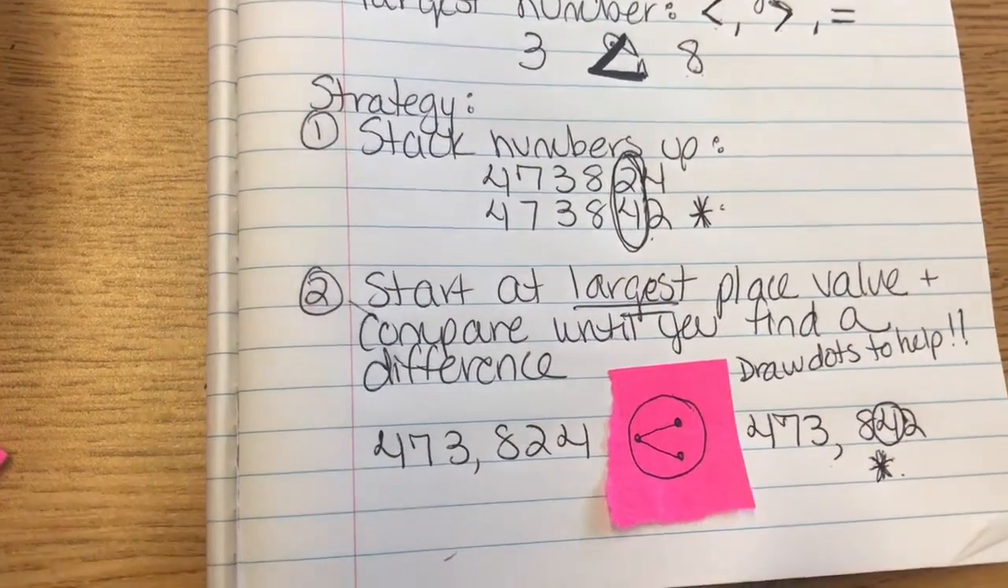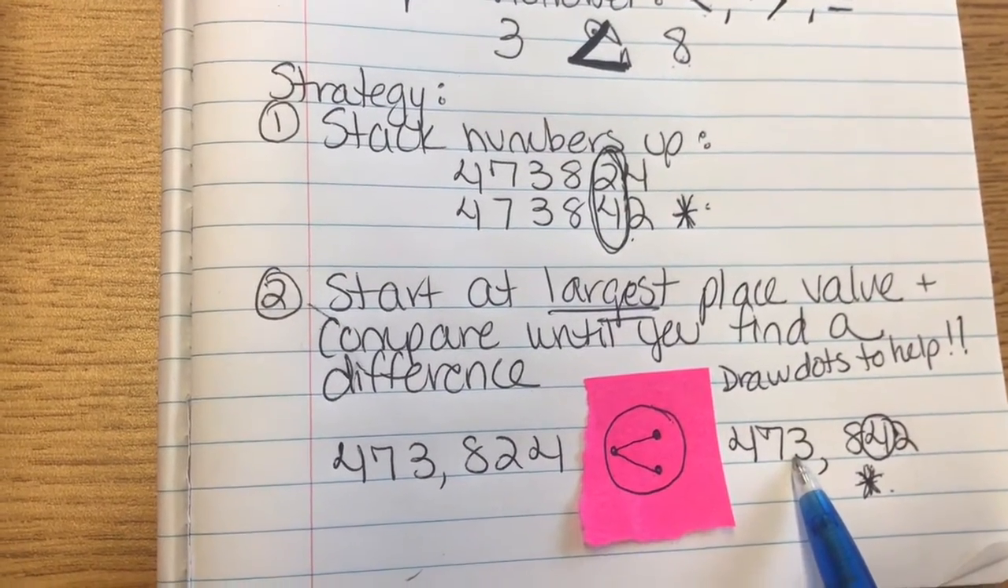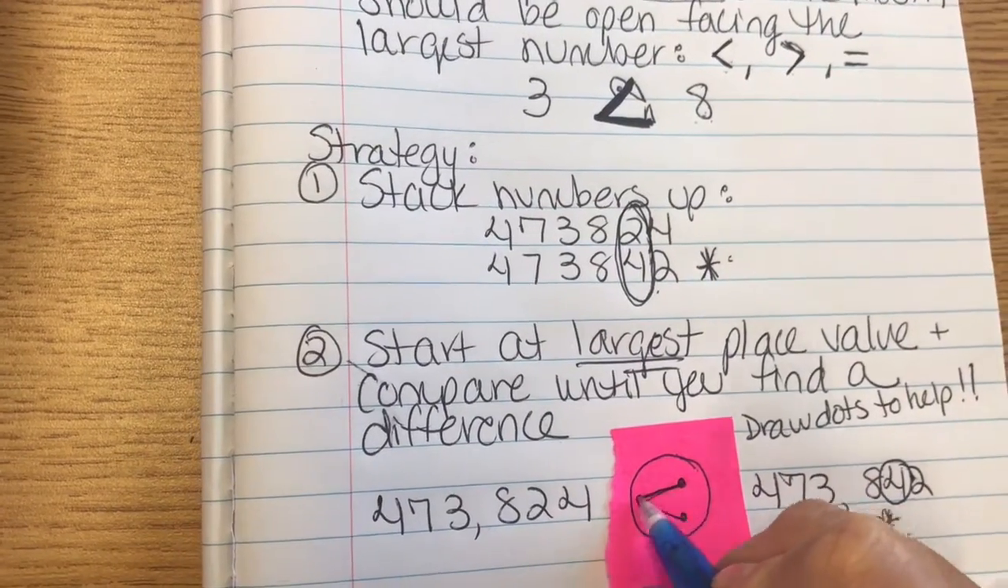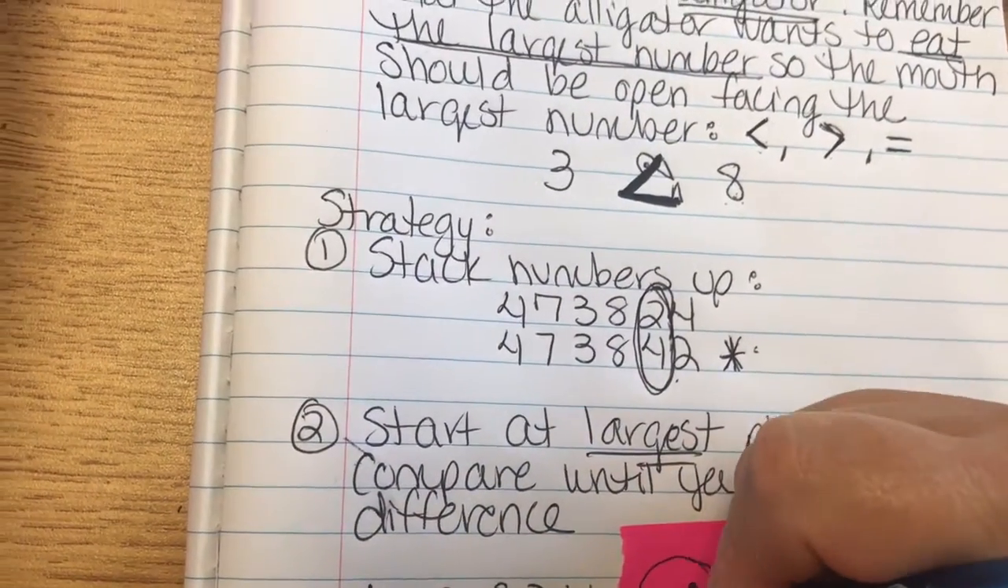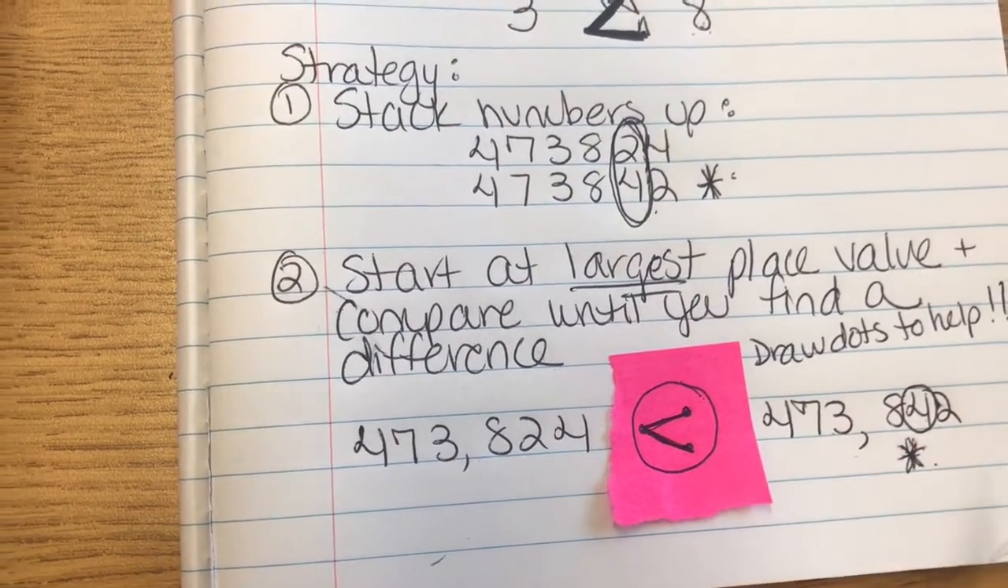Some children just have a hard time understanding how to do that. So the 2 dots go next to the bigger number, 1 dot goes next to the little number, and then you have your alligator mouth, which is open the correct way because the alligator wants to eat the larger number.